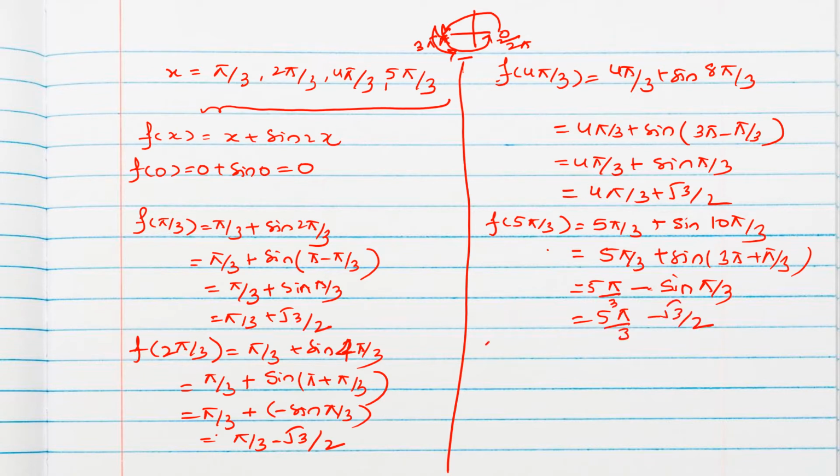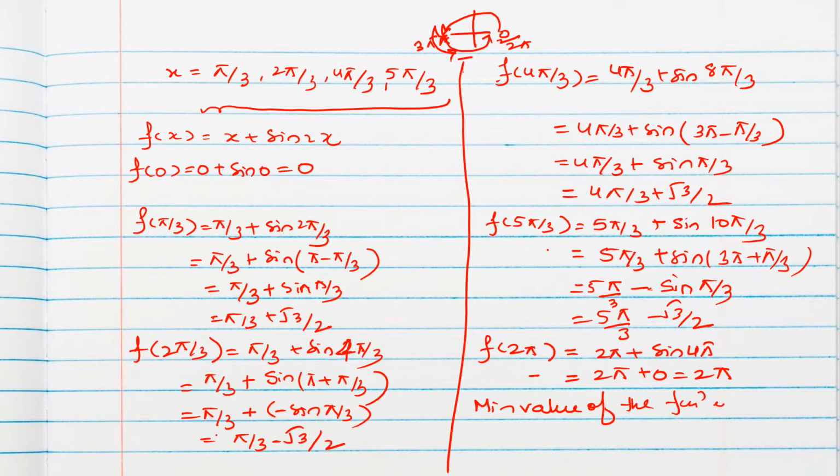Now the last value, that is f of 2 pi equals 2 pi plus sine 2 pi, that is 4 pi. So 2 pi plus 0, that is 2 pi. Now if out of these values you find the minimum value, the minimum value of the function is 0 at x equal to 0, and the maximum value of the function is 2 pi.